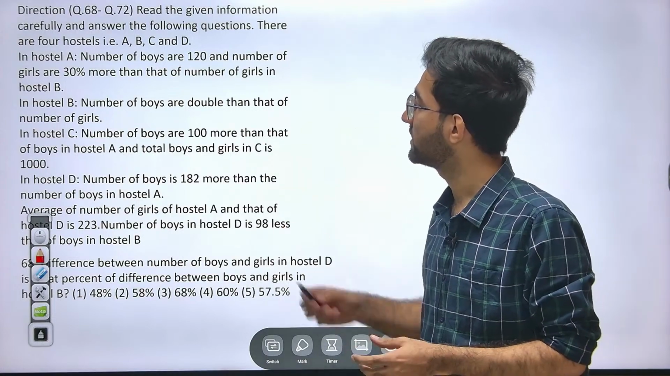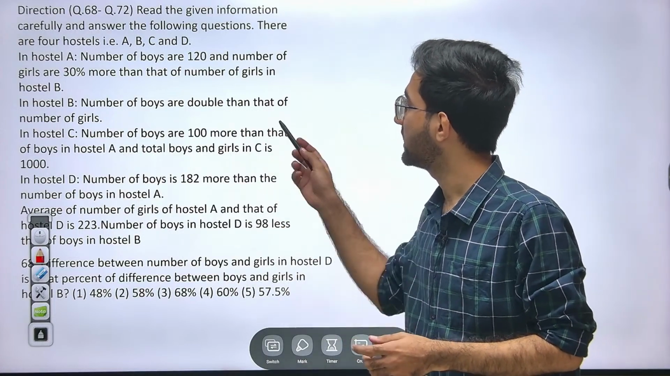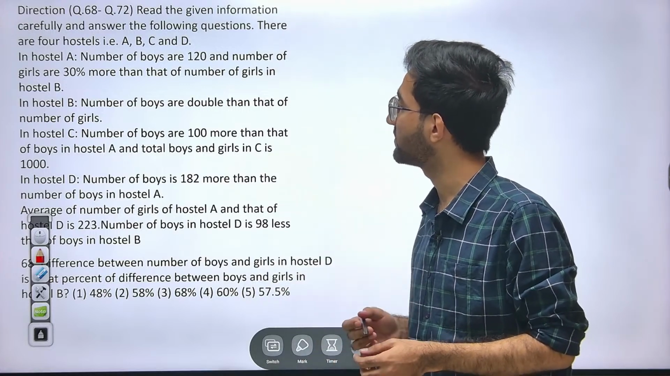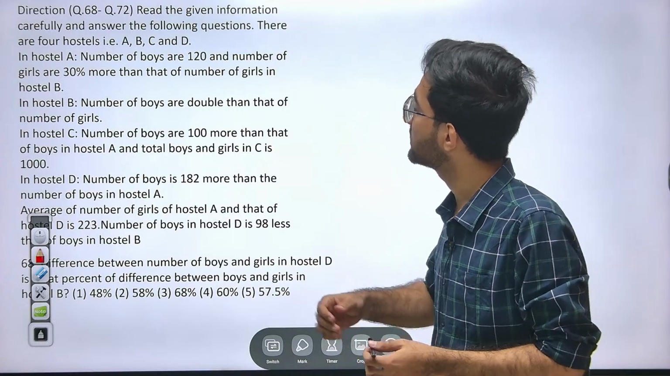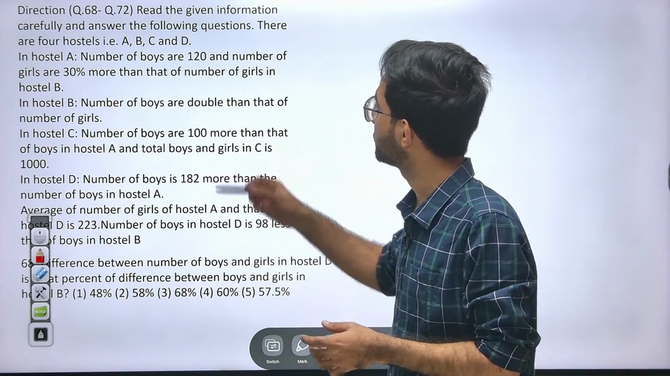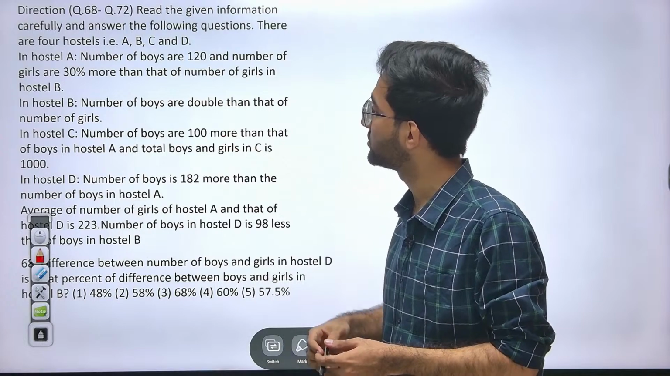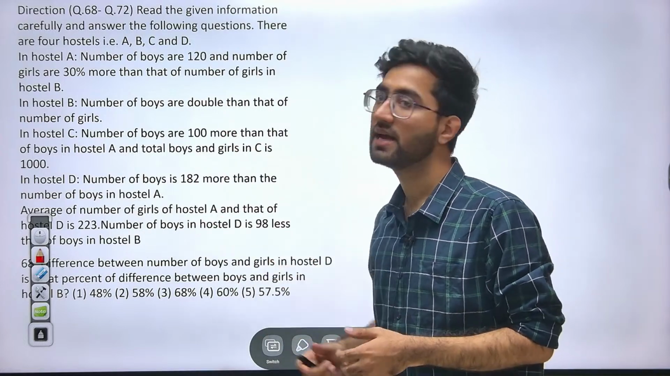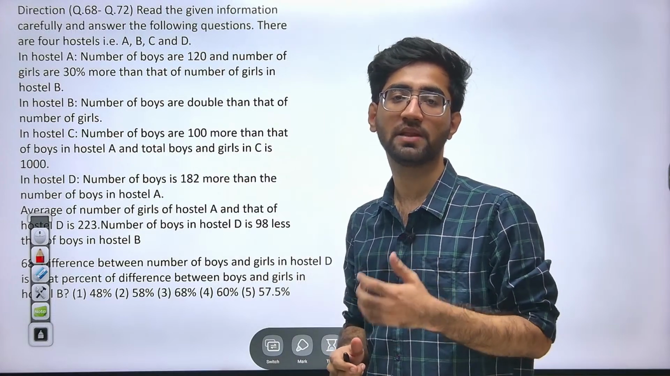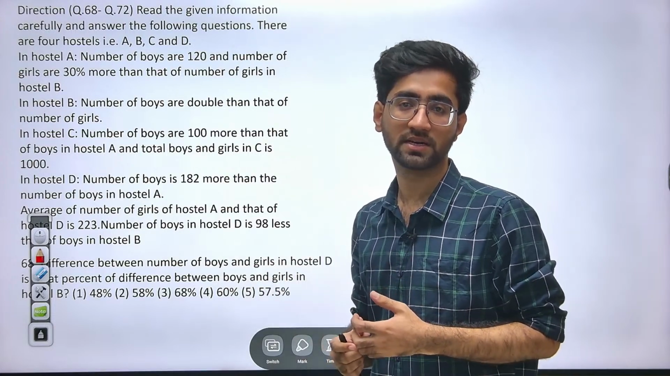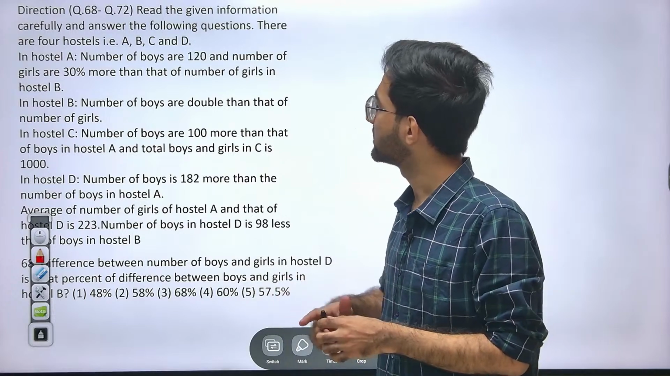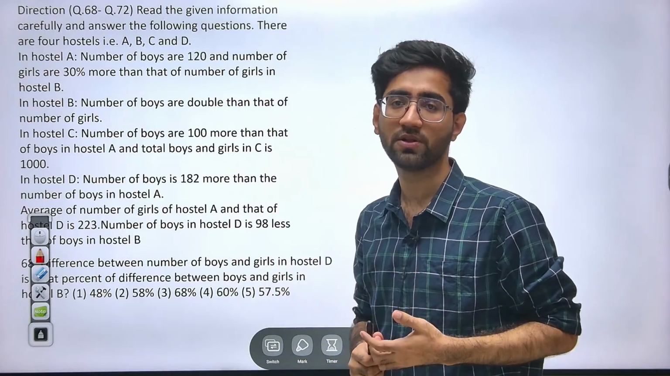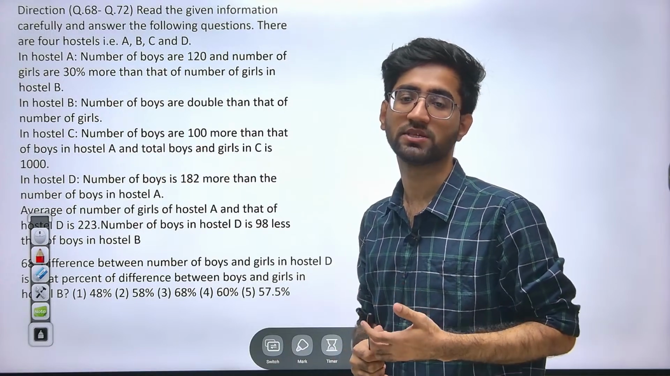In hostel A, number of boys are 120 and number of girls are 30% more than that of number of girls in hostel B. So there are few given data related to each hostel, in hostel A, in hostel B, in hostel C and in hostel D, right? So we will have to use all the given data to find out the number of boys and girls in each hostel separately, right? And hopefully we will be able to answer each question.